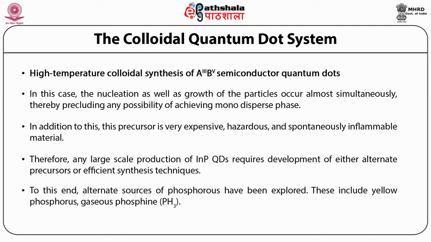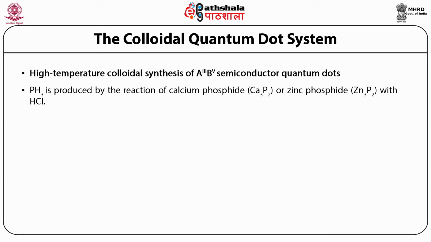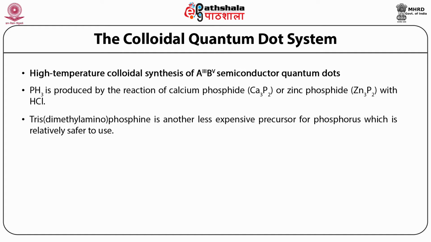To this end, alternate sources of phosphorus have been explored. These include yellow phosphorus and gaseous phosphorus, PH3. PH3 is produced by the reaction of calcium phosphide, that is Ca3P2, or zinc phosphide, that is Zn3P2, with HCl. Tris dimethyl aminophosphine is another less expensive precursor for phosphorus, which is relatively safer to use.